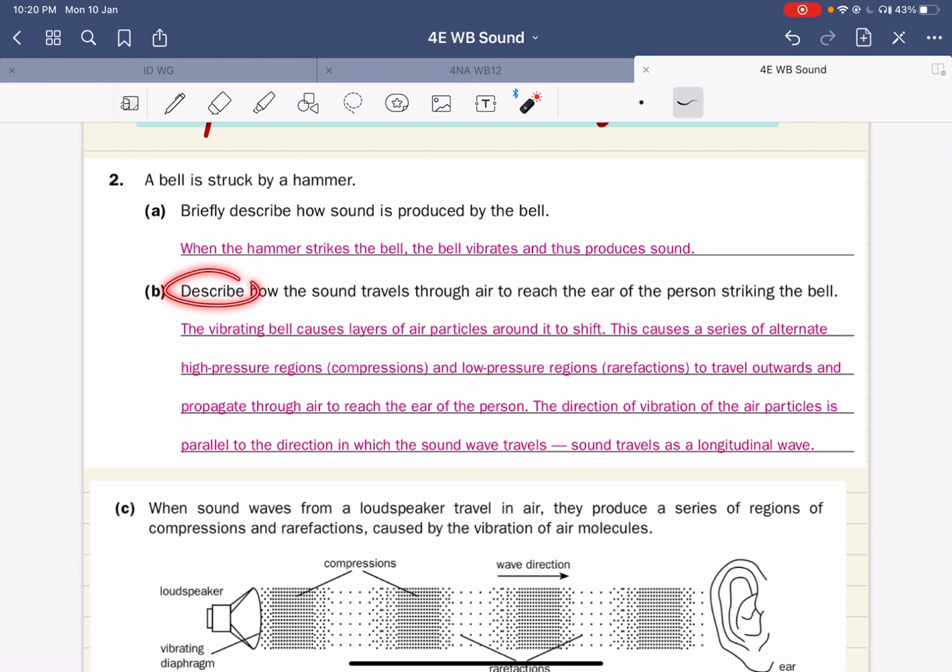The question reads, describe how the sound travels through air to reach the ear of the person striking the bell. Noticing that there are about 4 to 5 lines here, we need to write a minimum of 3 points. It is "describe", so we are not going to need to do an explanation. But we do notice that the question is about how sound travels through air, so something about how the air particles are being moved by the sound wave, eventually reaching the ear, starting from the striking of the bell.